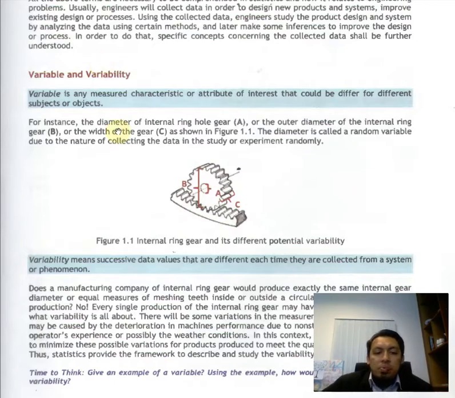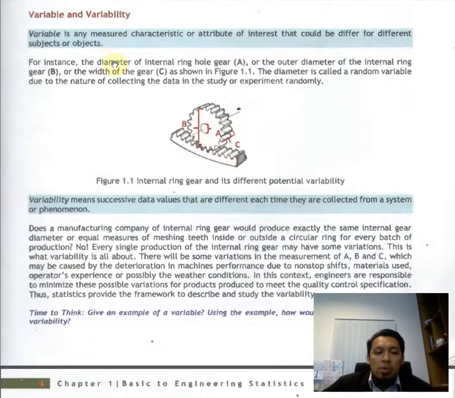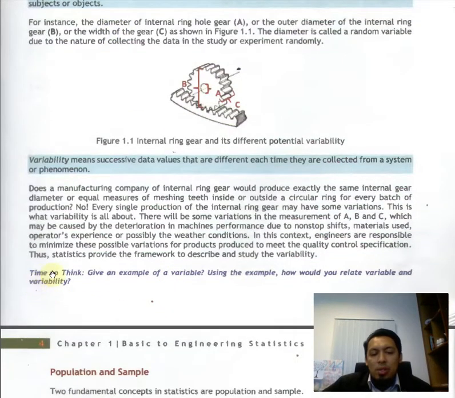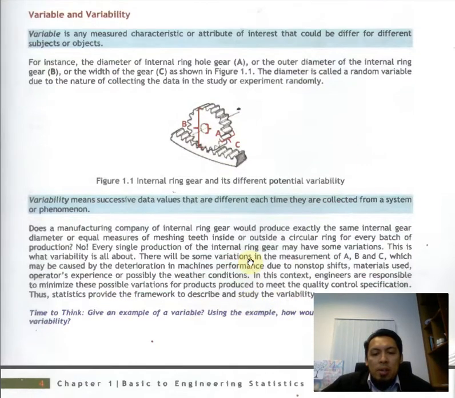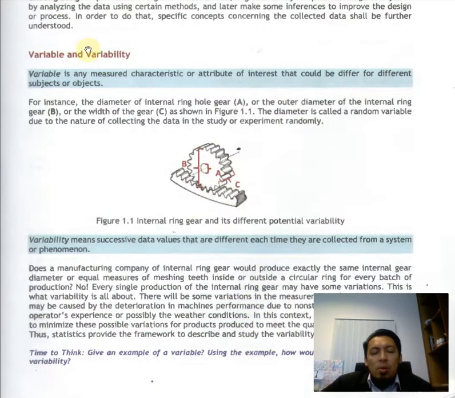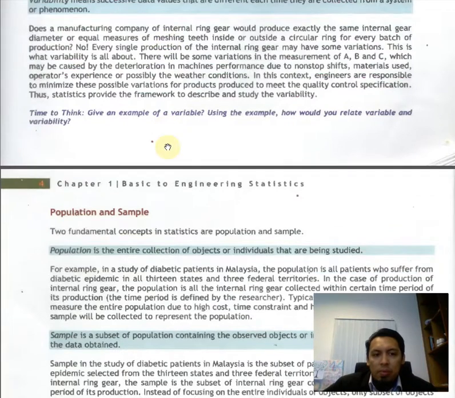Okay, so in other words, try to look at this point here. They want you to give an example of a variable, and using the example, how would you relate variable and variability? So basically, variable is the thing being measured, and variability is the data that you have in the variable. So that is variable and variability.